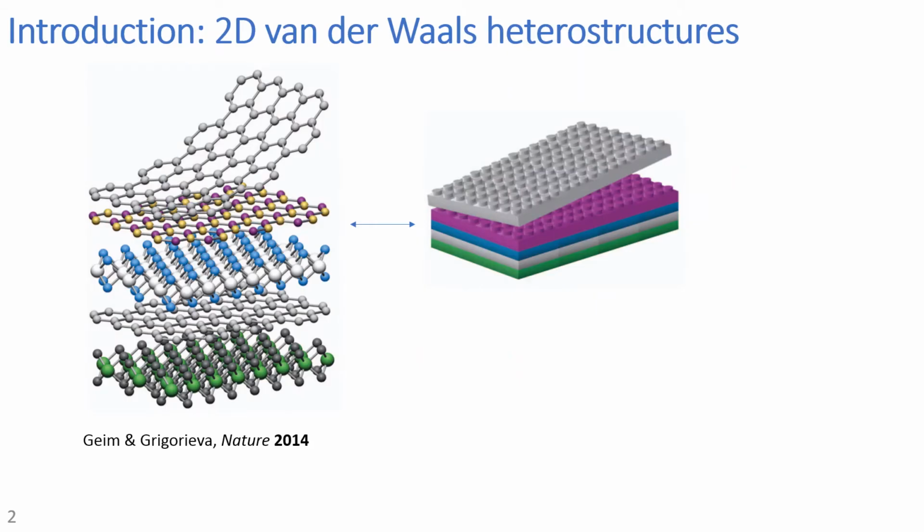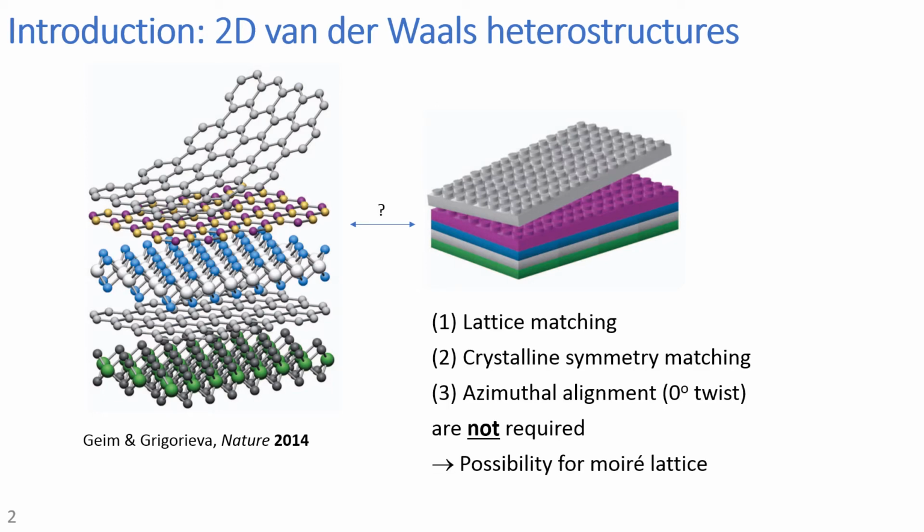2D materials are a unique material system in part due to their layered crystal structure. They do not have dangling bonds in the out-of-plane direction, and as a result, it is possible to stack multiple different materials together in a way that resembles building Lego blocks. However, this analogy breaks down in that the different layers do not need to have lattice matching, crystalline symmetry matching, nor azimuthal alignment. With this relaxation of requirements, it is possible to create moire lattices by combining different layers with slightly different lattice vectors, such as if they are of different materials with different lattice constants, or by introducing a small twist angle.